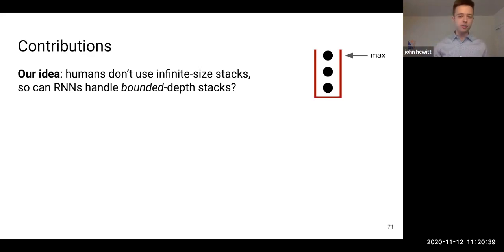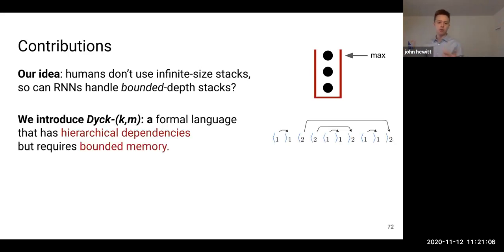Theoretical models of human language have this sort of competence versus performance distinction. You can imagine humans being able to do these stack operations, but it's so hard to understand things that require deep stacks that they just don't do it. So we can ask whether RNNs can handle bounded depth stacks. That's contribution 1.